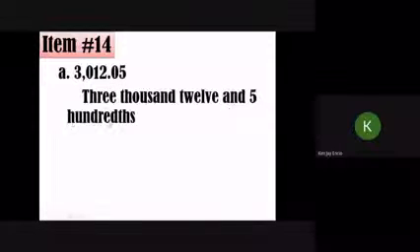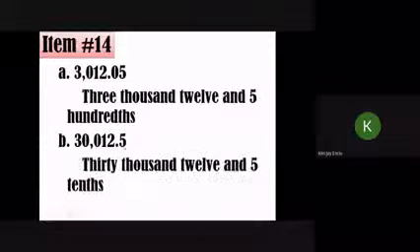Hundredths. Why hundredths? Because it is the place value of your last digit. Okay, how about this? This is 30,012. This is 5 tenths. Okay, good. This is 30,012 and 5 tenths because this is just the tenths place.